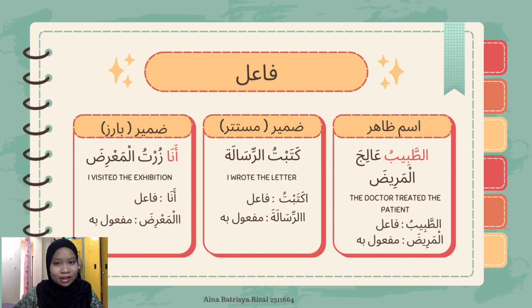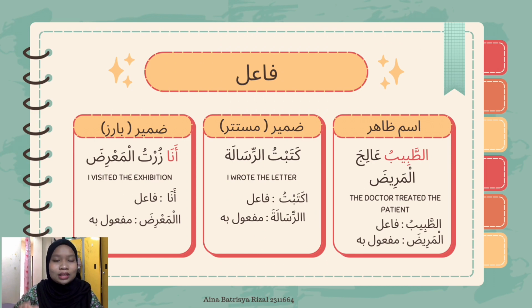Next is dhamir mustatir. Dhamir mustatir is when the fa'il is hidden or not mentioned specifically. For example, katabtu ar-risalata, I wrote the letter. Katabtu is a fa'il, ar-risalata is a maf'ulu bihi. Katabtu is a past tense verb, the first person singular, indicating the speaker as the doer. This doer is not mentioned and is hidden, hence making it a fa'il dhamir mustatir.